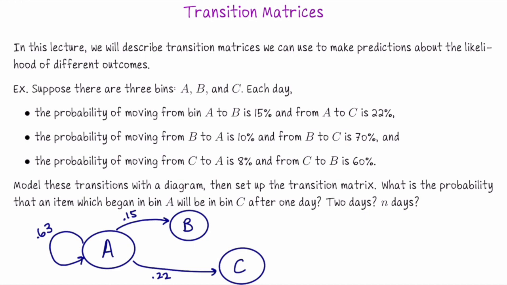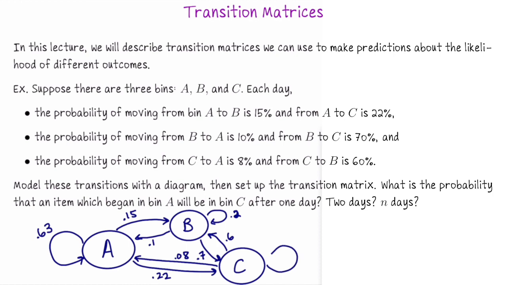Okay, from B to A is 10%, so we'll do a little arrow like this with a 0.1. From B to C is 70%, so we'll do like that. And then from B back to itself is 20%, so just a little arrow to indicate that you can stay in bin B. And then from C to A is 8%, so 0.08. From C to B is 60%, so 0.6, and then C back to itself is 32%.